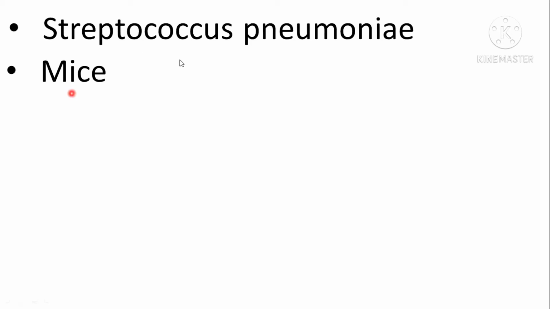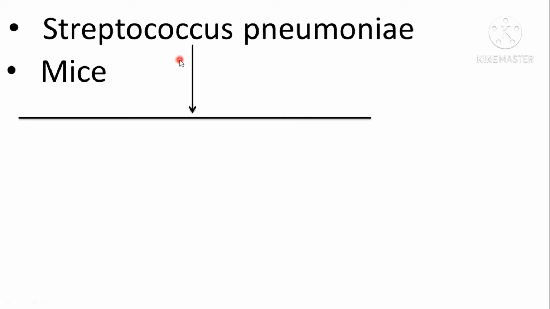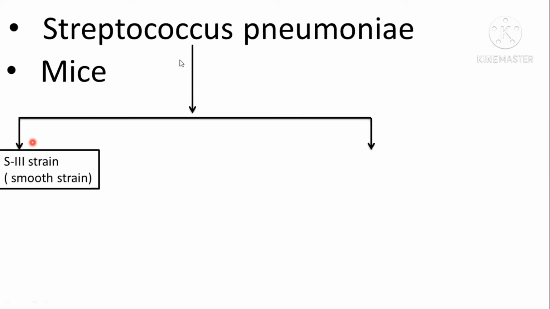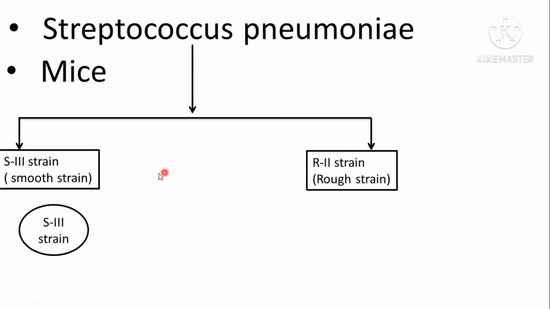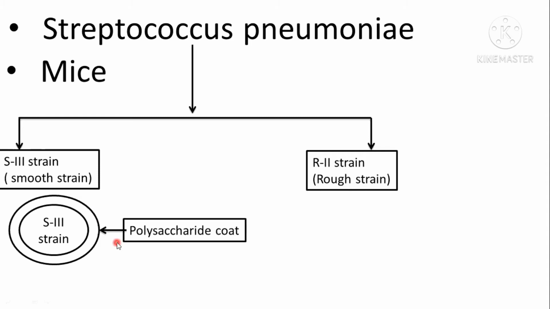Now, guys, Griffith used two strains of this bacteria. One was the S3, that is the smooth strain, and the other was R2, which is the rough strain. Now, what is the difference between smooth strain and rough strain? If a bacteria has the smooth strain, then it will be coated by a polysaccharide coat. And when we grow this bacteria having smooth strain in media, the colonies formed will have a smooth appearance. That's why it is called the smooth strain.